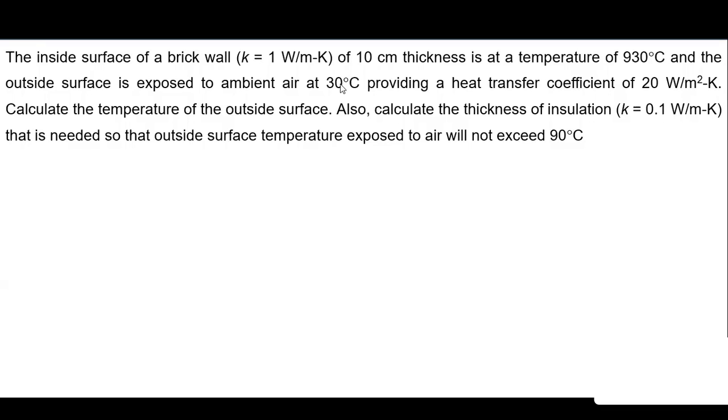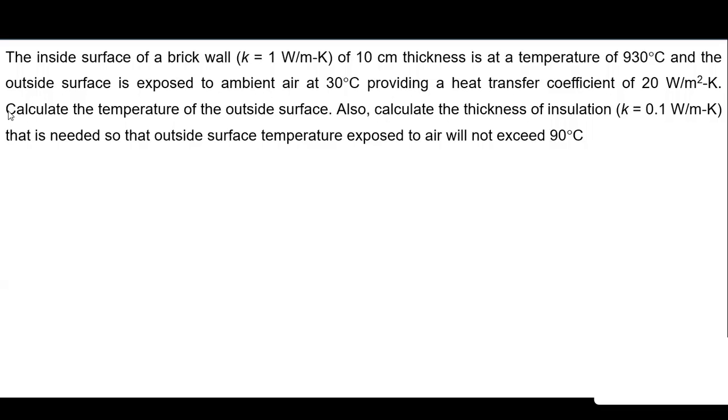The information itself indicates that the outside of the wall is subjected to convection because it is in contact with ambient air at 30 degrees Celsius, and there is a heat transfer coefficient of 20 watt per meter square Kelvin. And in between the inside surface and outside surface, the brick wall is there. It means that the mode of heat transfer through the brick wall is going to be conduction, followed by convection at the outer surface.